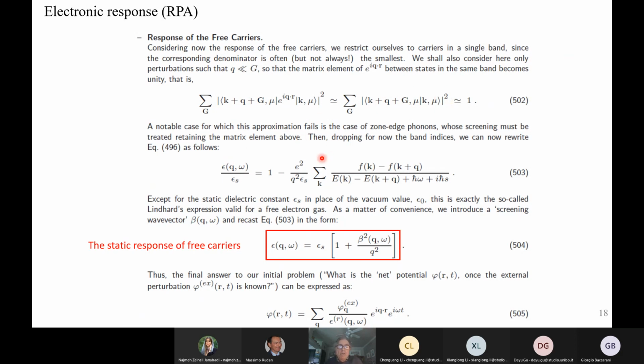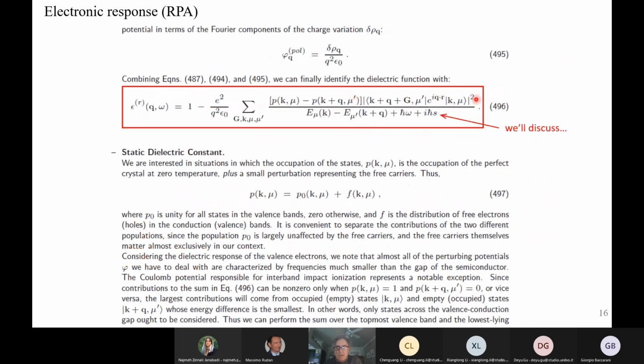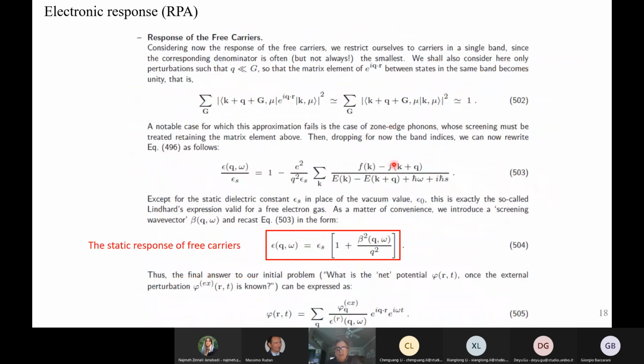So I recover, in the case of free carriers, what we call the Lindhard form. I've gotten rid of this nasty object. What I'm left with is just this. The P's have been replaced by the F, and the F now will be the Fermi-Dirac distribution that I have at equilibrium at a given temperature. One first way to deal with this is in a static limit. The static response of the free carriers, when I set omega equals 0, I want to write in this form.